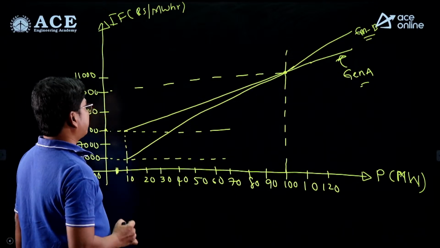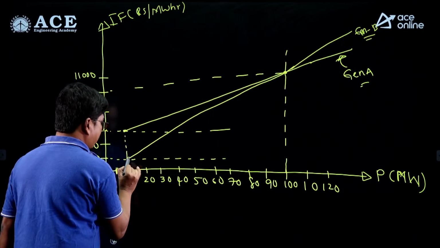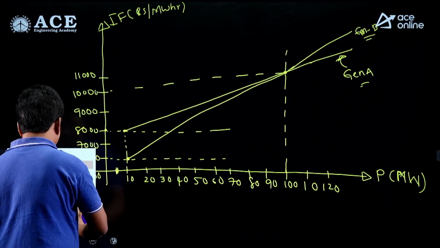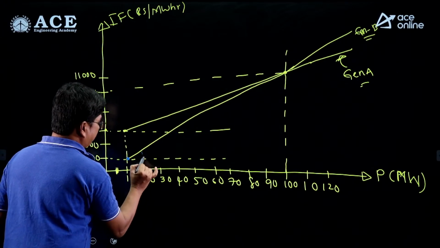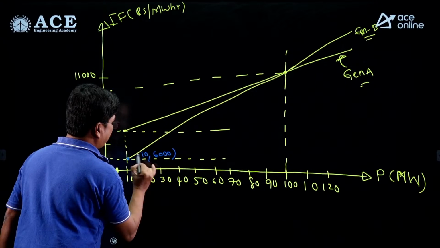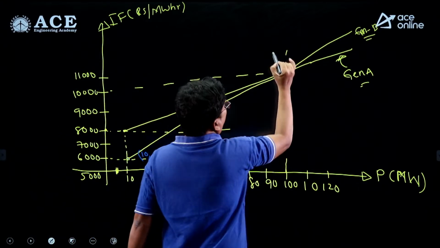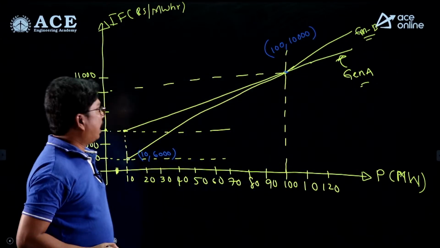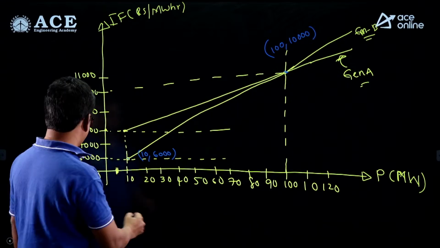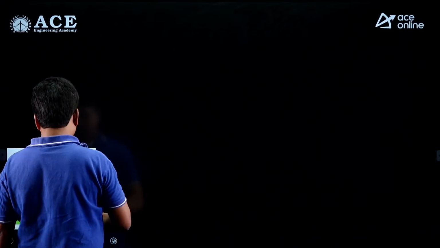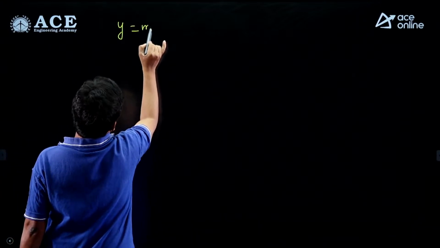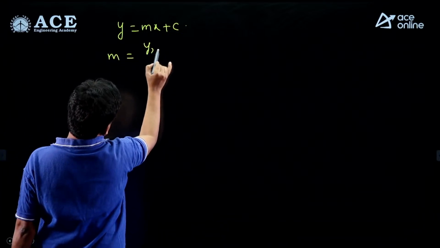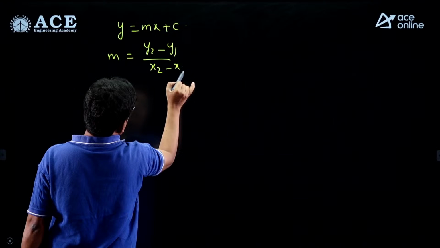Now just check here, students. This is the starting point of generator A, and this is the starting point of generator B. For generator B, this point will be 10, 6000, and this point is 100, 10,000. You can calculate the line equation. The line equation will be y equals mx plus c, where m is y2 minus y1 divided by x2 minus x1.